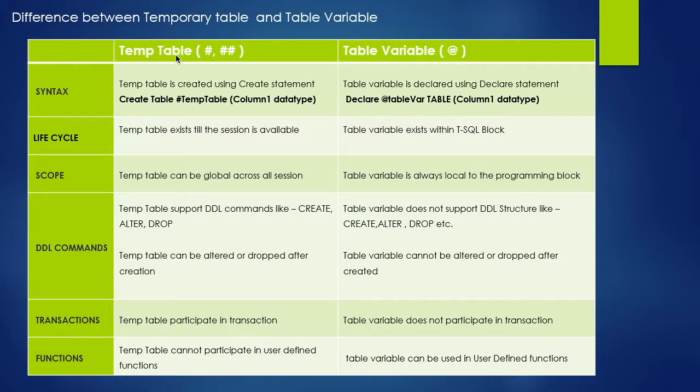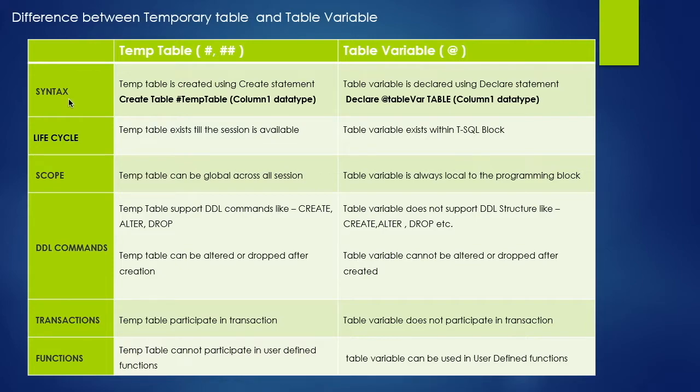As we know, a temp table is declared using the hash symbol, either single hash or double hash. If we create a temp table using a single hash, it is available to the local session only. If we create a temp table with a double hash, it is a global temporary table which will be available to all the sessions. A table variable is declared using @.